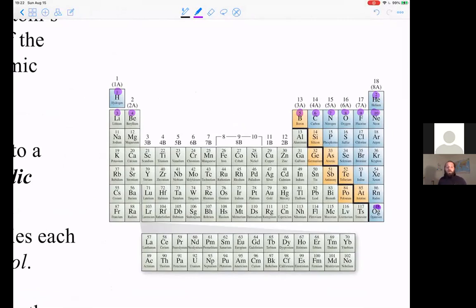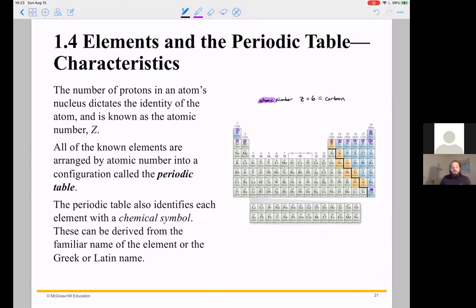There's no doubling up of this. This is, again, in purple, what we call the atomic number. It's often represented by Z. So for example, Z equals 6 would correspond to this element right here. So Z equals 6 equals carbon, etc. So each element has its own atomic number.